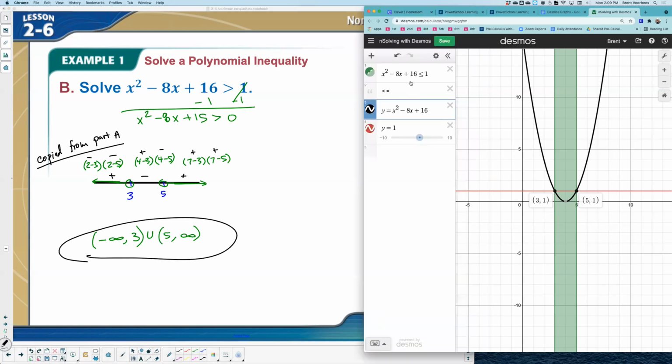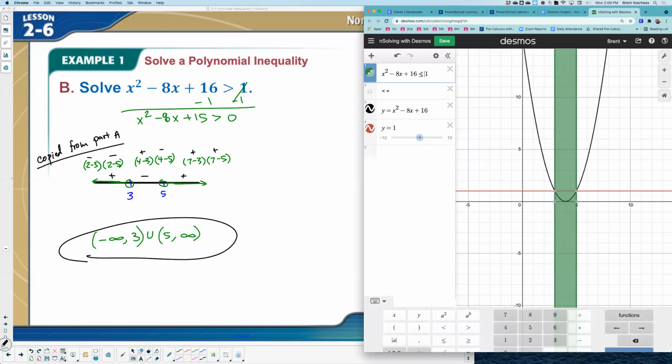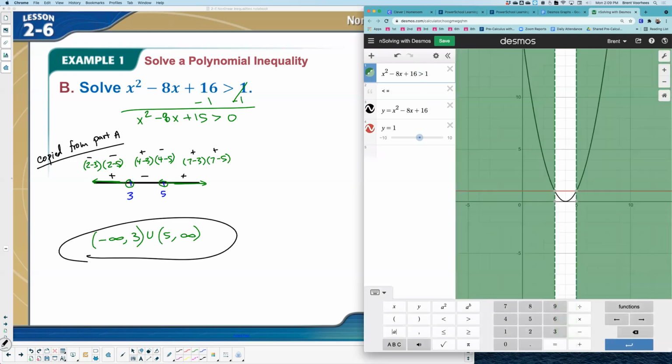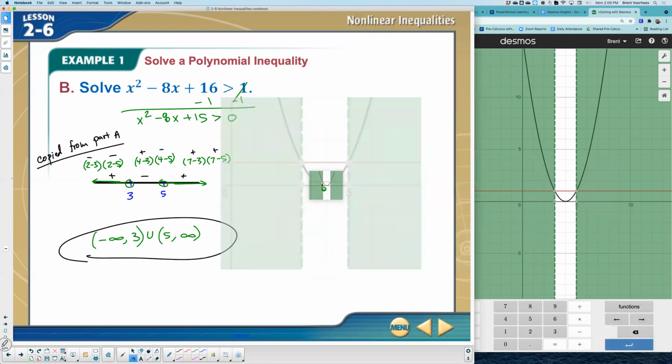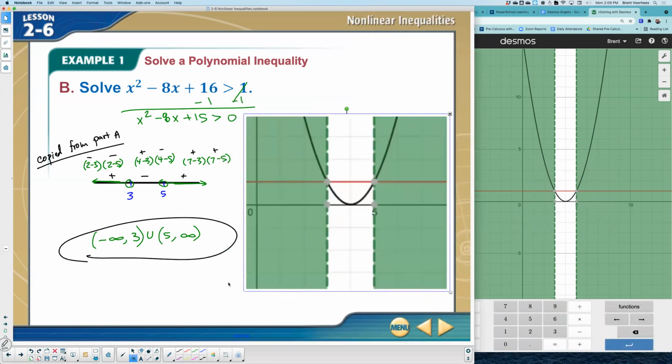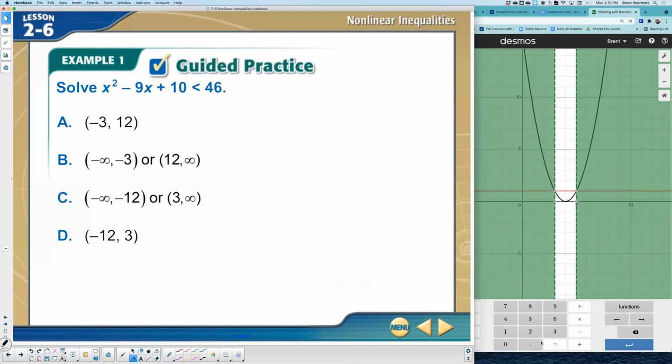So let me show you over here. If I switch this time, and I'm just going to change the symbol to be greater than, you can see that's what the picture looks like this time around for my solution set. So that's where the parabola is higher. The parabola in the shaded region is higher than the vertical line, and that's why Desmos shades there. Okay. With that, you have your first DOL. I want you to, you can use graphing or algebra for this one.